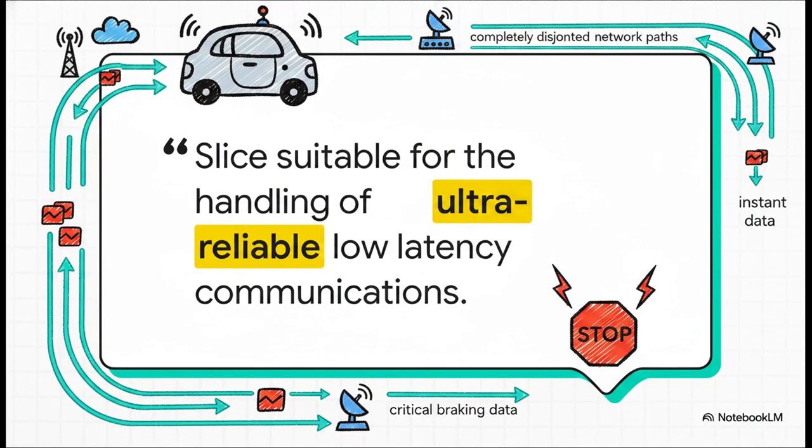Let's zoom in on that uRLLC slice for a moment. The 3GPP defines it simply as a slice suitable for the handling of ultra-reliable low-latency communications.